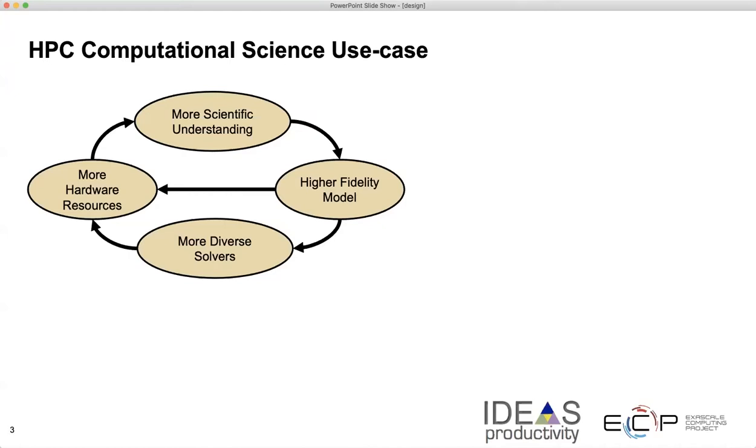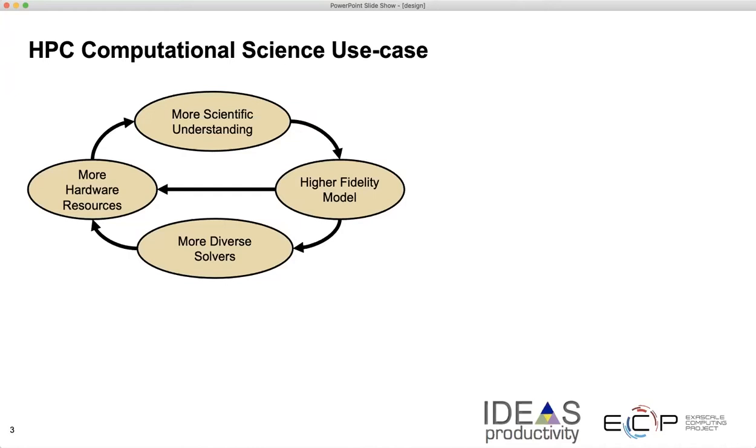So when you have different terms, they require different solvers to solve them. And when you have more solvers or you want more resolution, you need more hardware resources. When you use more hardware resources, you get more scientific understanding, and the whole cycle goes on and on.